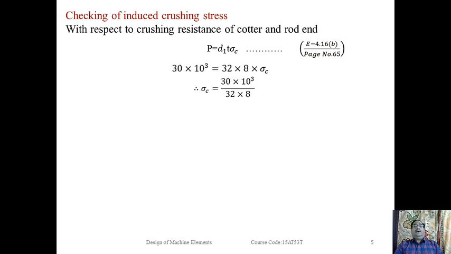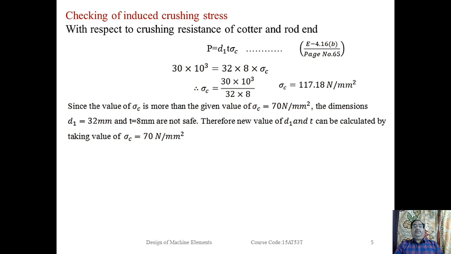So by putting the values of capital P, D1 and T, the value of sigma C becomes 117.18 Newton per mm square. But the given value of sigma C is only 70 Newton per mm square. Hence, the dimensions of D1 and T, which we have calculated, are not safe.